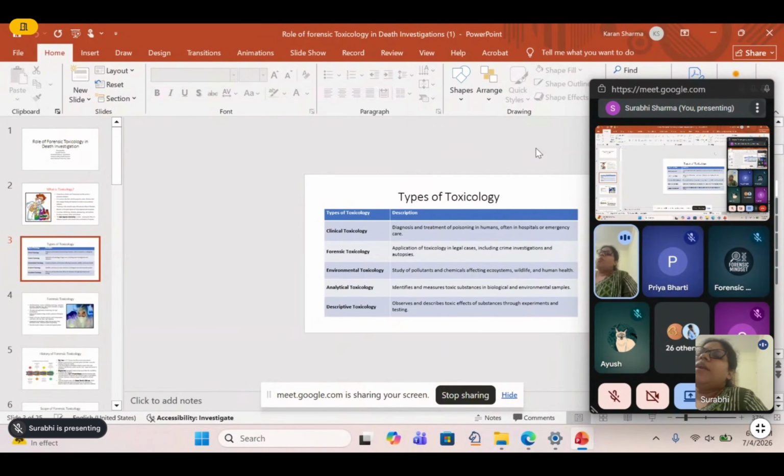Then coming to the types of toxicology. First one is clinical toxicology, which tells about the diagnosis and treatment of poisoning in humans. For example, if a snake has bitten someone, we give an anti-venom injection to the person for his or her survival.